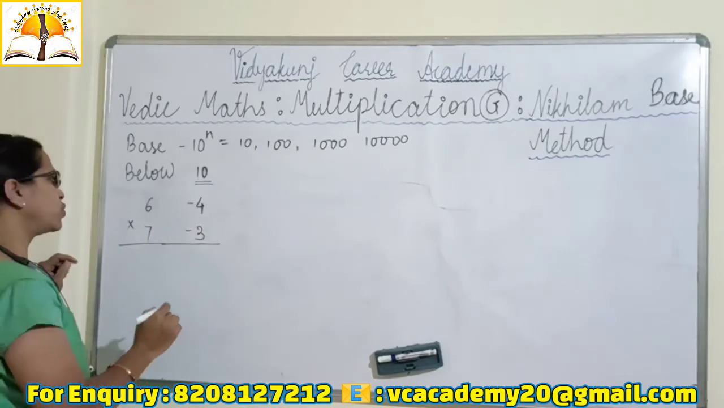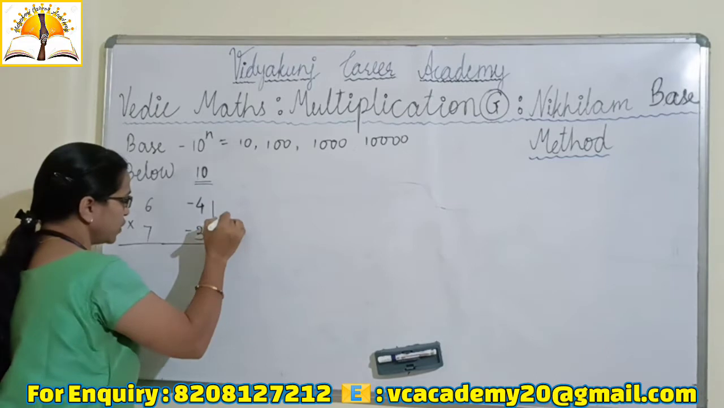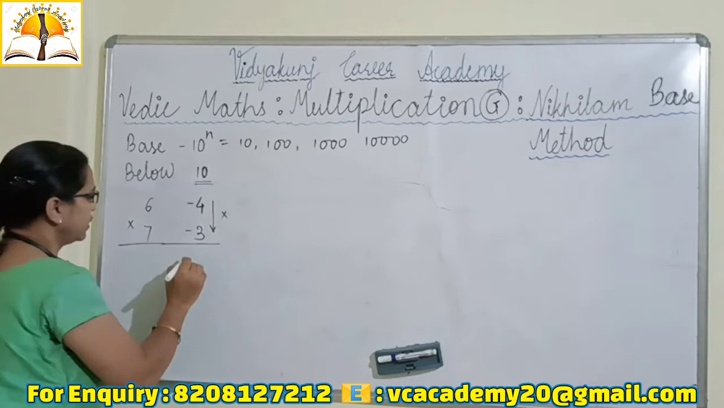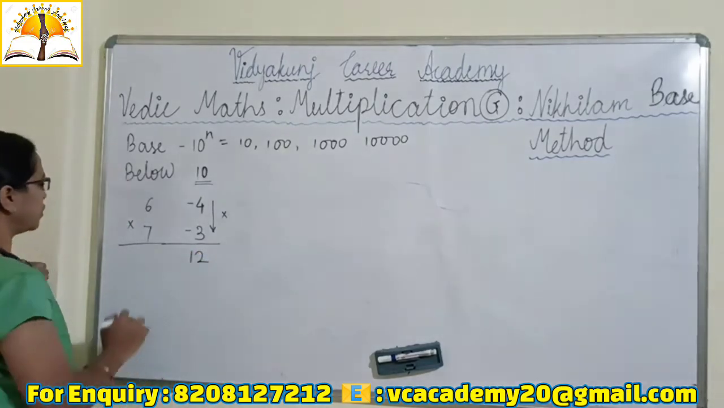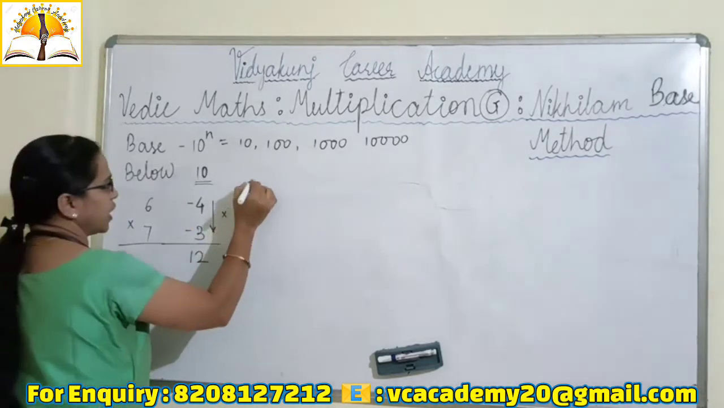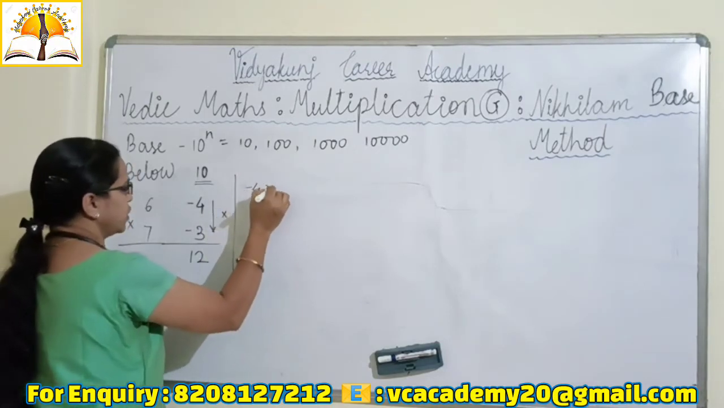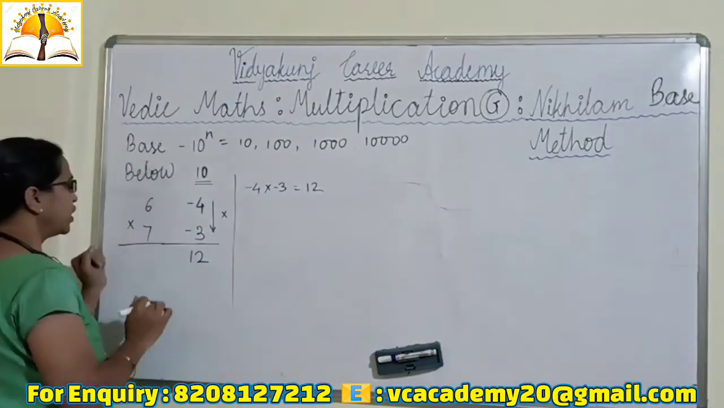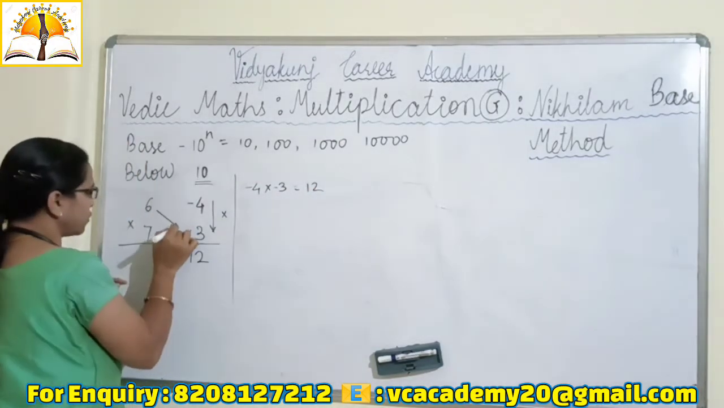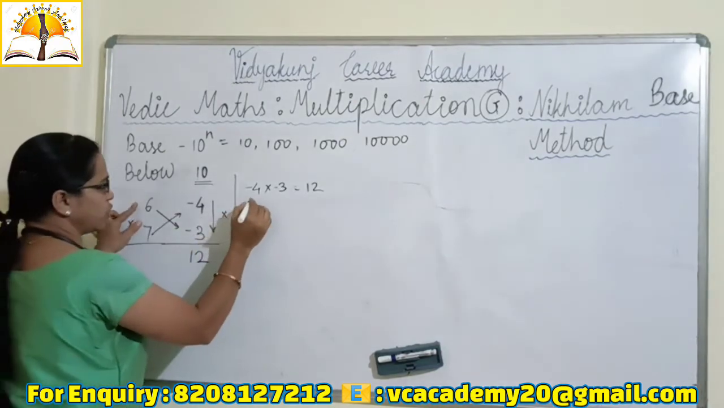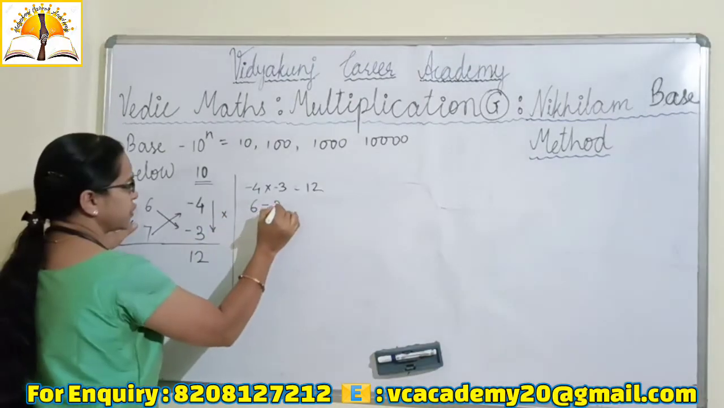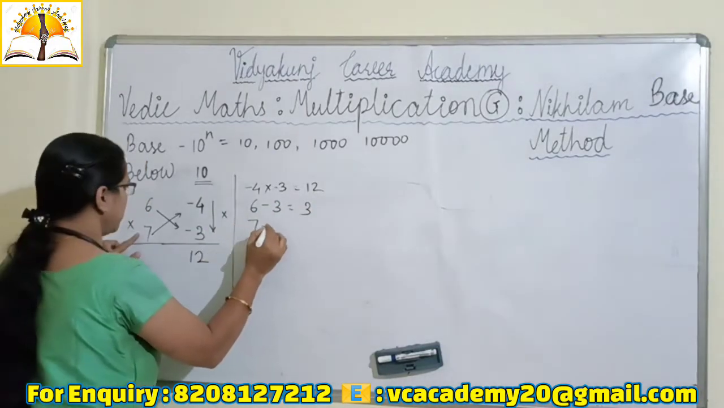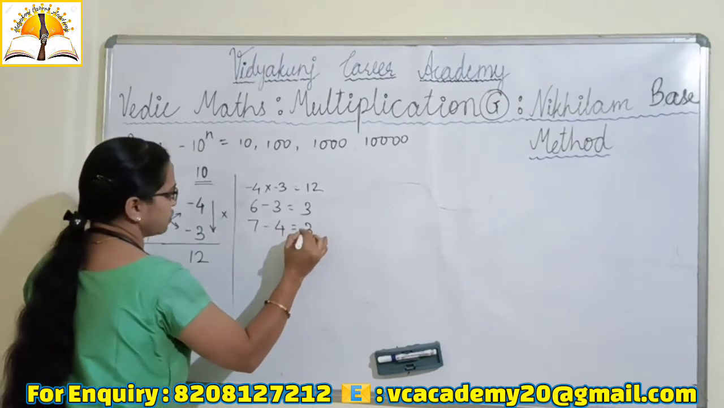Now what do we have to do? We have to multiply. Minus 4 into minus 3 will be 12. Minus minus becomes plus. Now here, this 6, see, I am showing an arrow also. 6 minus 3 is equal to 3. See here, 7 minus 4 is equal to 3.